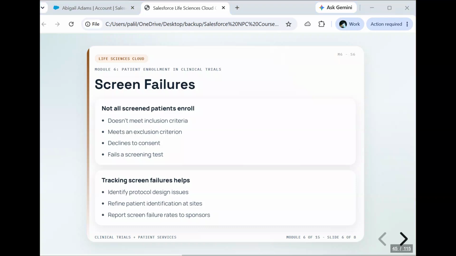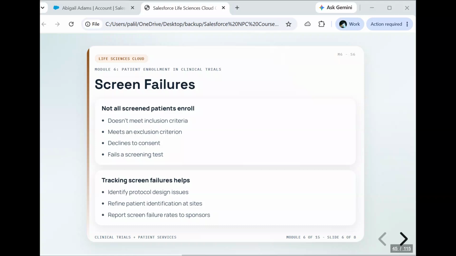Now let's talk about the failures also. Not every screened patient enrolls. Some don't meet the eligibility criteria. Some fail a required test. Some choose not to consent after learning about the trial. These are called screen failures, and tracking them is important.